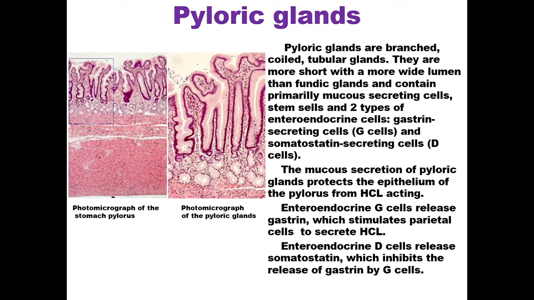Enteroendocrine G cells release gastrin, which stimulates parietal cells to secrete hydrochloric acid. Enteroendocrine D cells release somatostatin, which inhibits the release of gastrin by G cells.